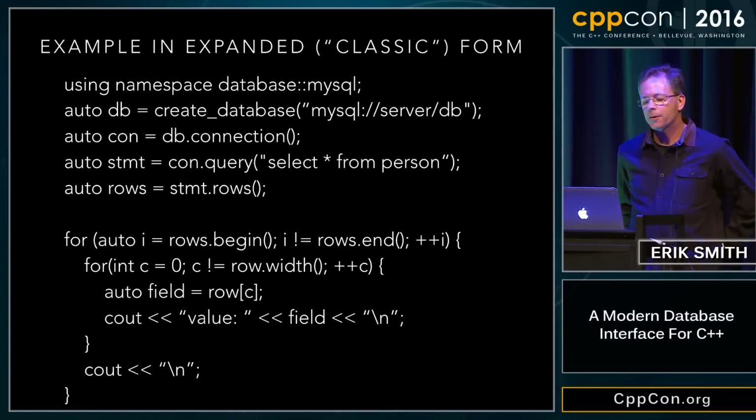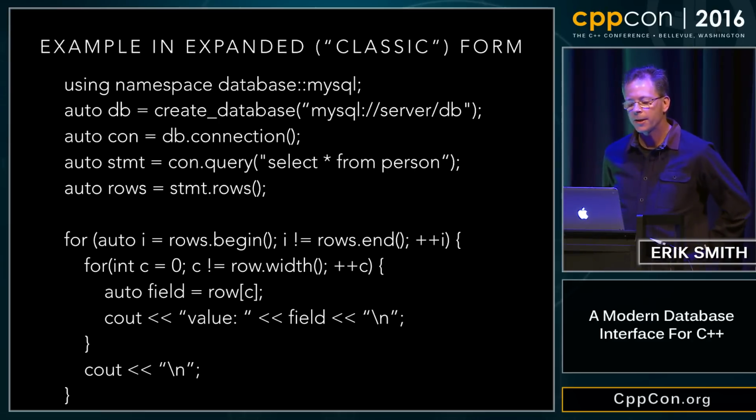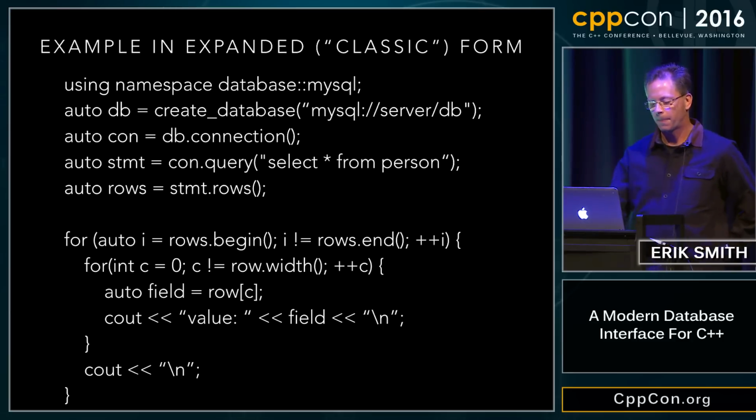So just to break this out a little bit more so you can see the types more clearly, this is the same example, but just in a more classic form, a non-chained form, where you can see each of the individual types in action here. You're still not having to refer to the types, but in this case, you can see it broken out. You can see clearly the database being created, then the connection, then the query, then the rows, and then just a more C++98 style of for loop.